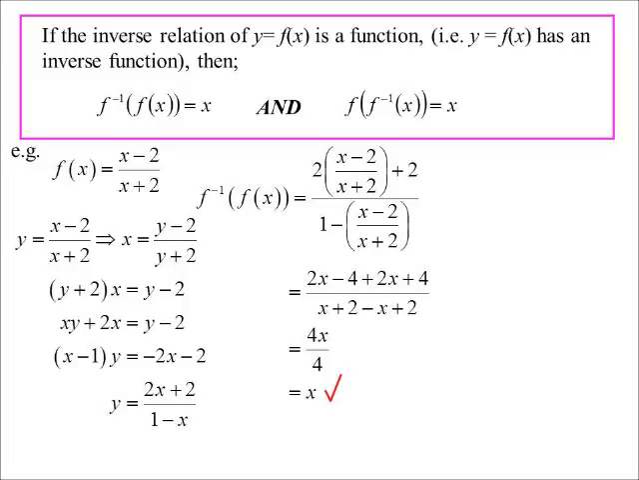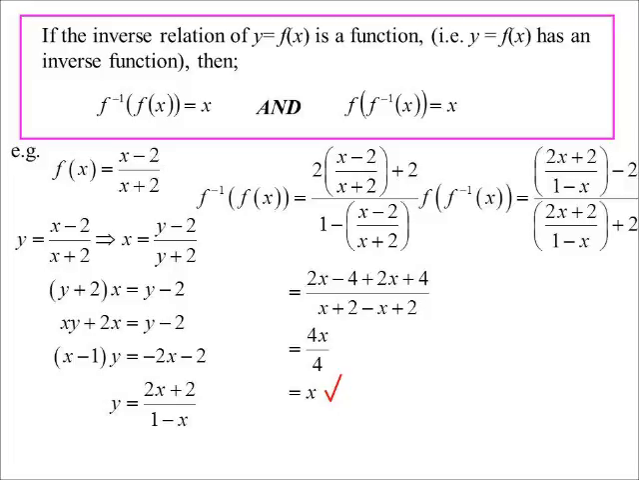And the reverse should also work. If I substitute the inverse function into the function, again, bit of algebra to do, but it comes down to be x. Right? Because inverses should always cancel each other out. It's the same as addition and subtraction. Cancel each other out. Multiplication, division. Cancel each other out.